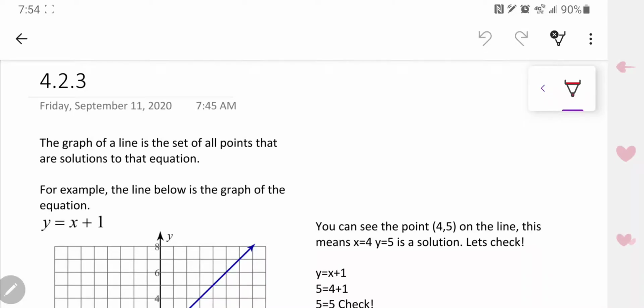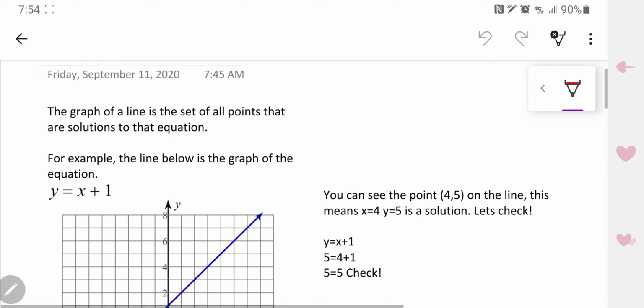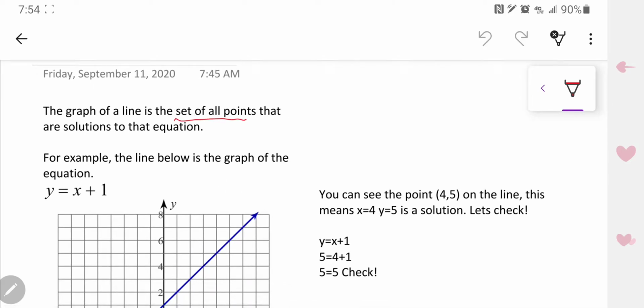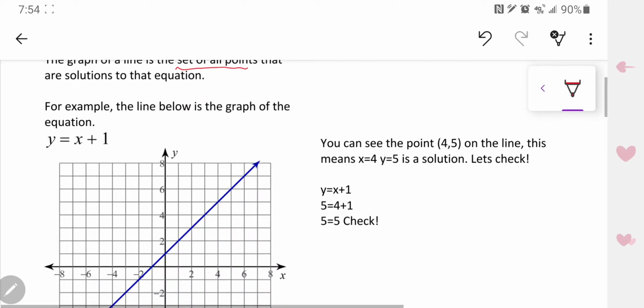Hi, this is a video for Apex 4.2.3. This is about graphs of lines in slope-intercept form. So the first thing you need to know is that the graph of a line is the set of all points that are solutions to that equation.